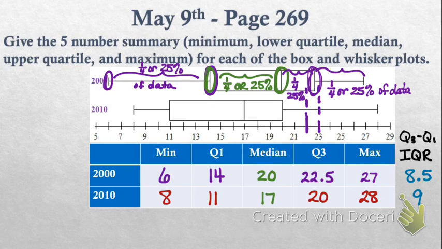I want you to remember what we talked about, that from the minimum to the edge of the rectangle, that's a quarter of all my data. That's 25%. Inside the rectangle, from the edge to the median, that's 25%. 25% and 25%, so my rectangle represents half of all the data. Keep that in mind. And we're going to go forward in your books to page 295.